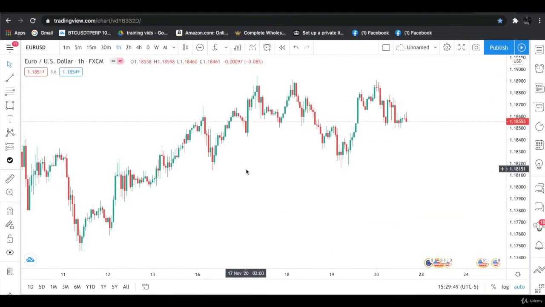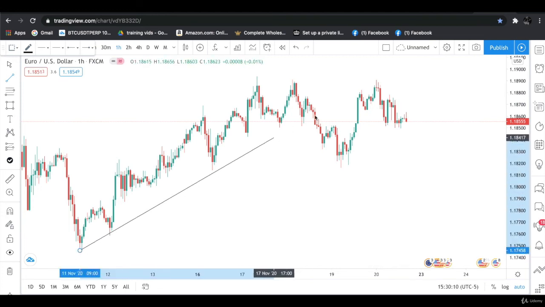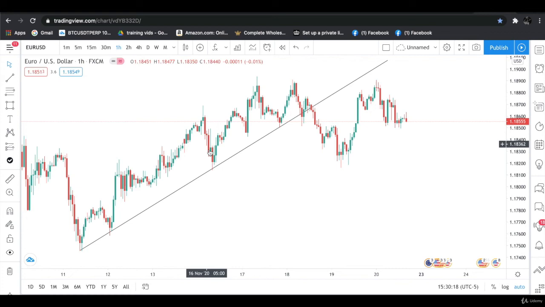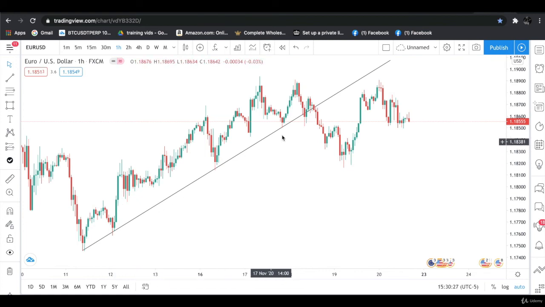Now this is the euro and the US dollar 1 hour chart. Let's apply trend lines to this chart. We'll take the trend line from the toolbox and I can clearly see this trend line got multiple taps over here. 1, 2, 3, 4, broken and headed towards downside. The market was in uptrend, trend line got broken and the trend changed.